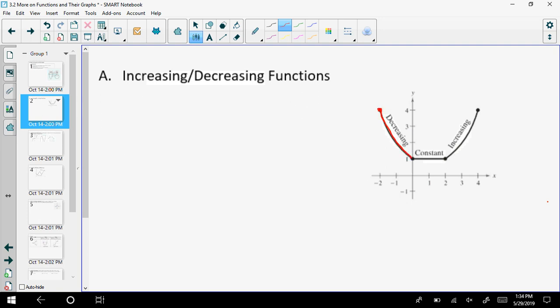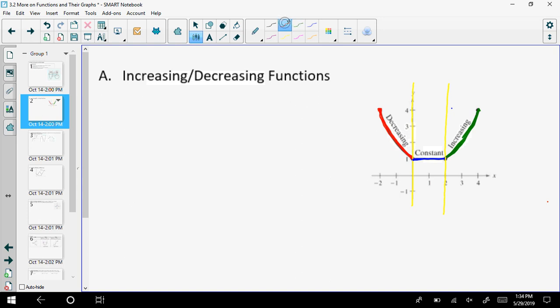So notice as I travel from left to right, I am physically going lower. So that means we are decreasing. And then once I pass this point, I change what I'm doing, and now I'm horizontal, constant. I wasn't going up or going down. And then once I pass that point, I am now going up, or gaining value.